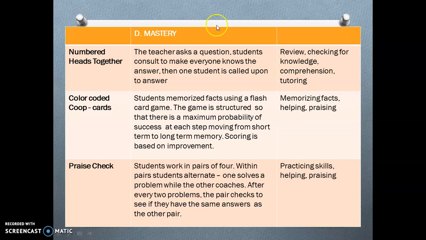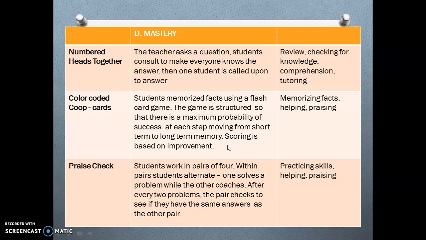Okay, right? Next is the color-coded co-op cards. So you will use flashcards. The game is structured so that there is a maximum probability of success at each step, moving from short-term to long-term memory. It's like a game with cards, and it can be used for mathematics or science concepts.